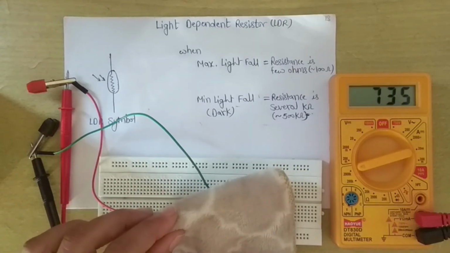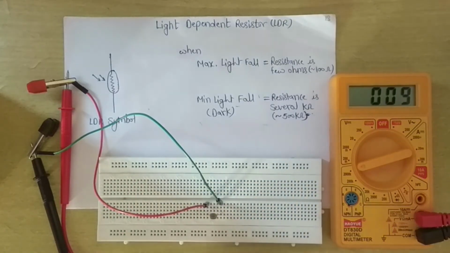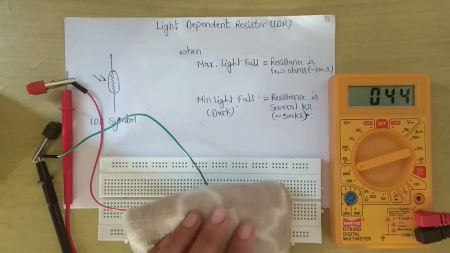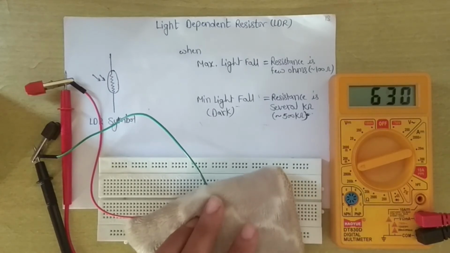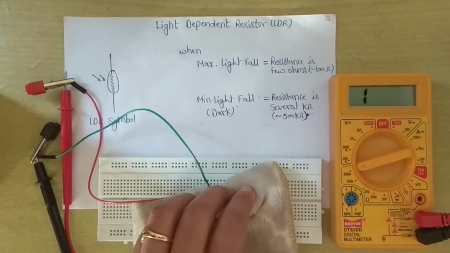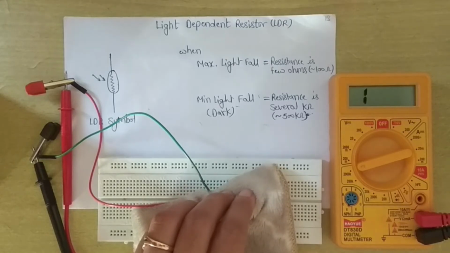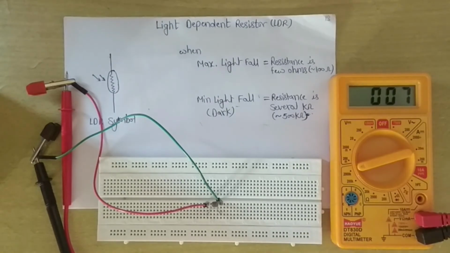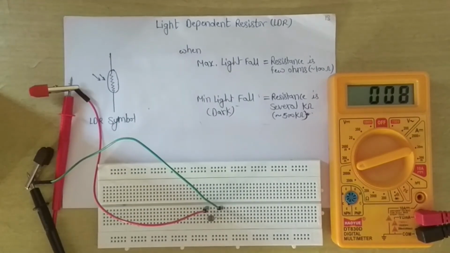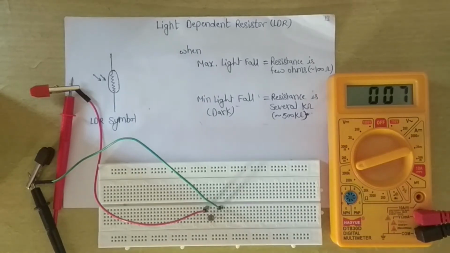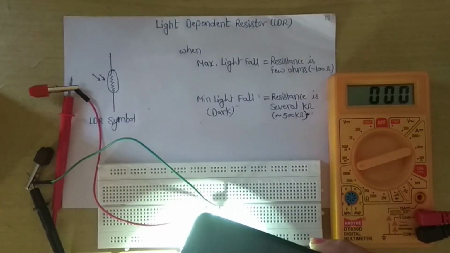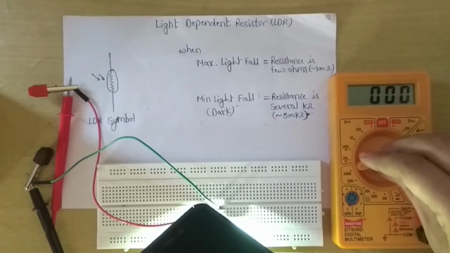Now slowly I increase light. So its resistance is going low again. Once again I am increasing darkness, so the resistance is increasing. I increase more darkness, and the resistance keeps increasing and goes beyond 2000 kilo ohm. Now I increase light, using a mobile torch for increasing light. You can see that the resistance is going low.